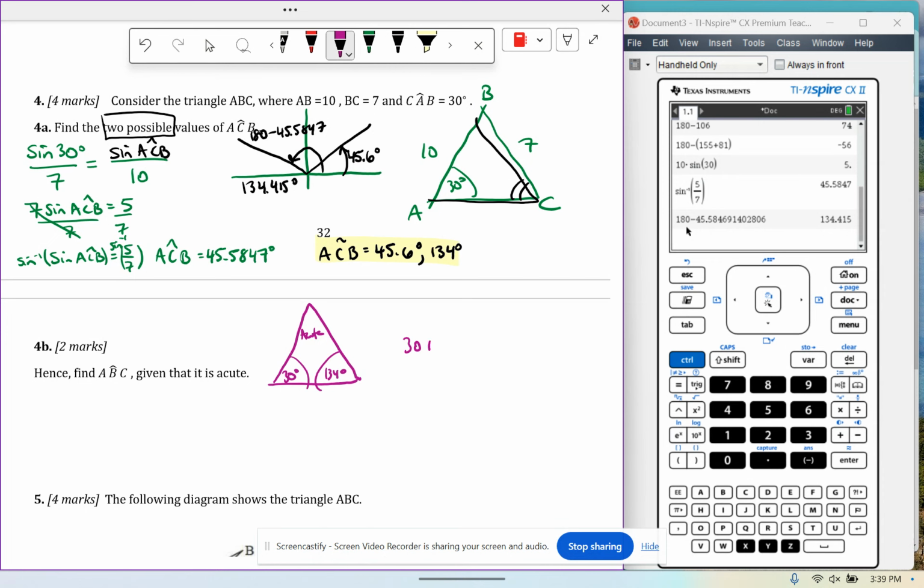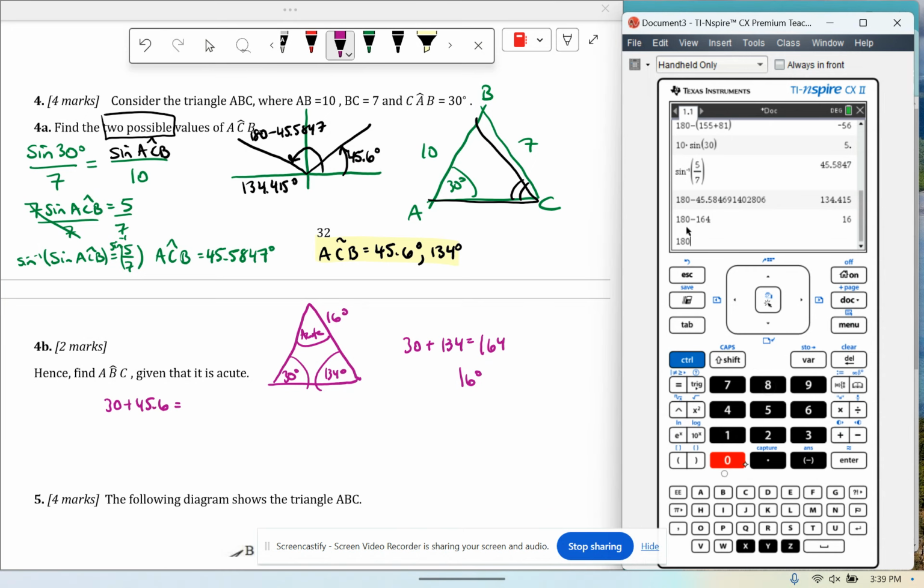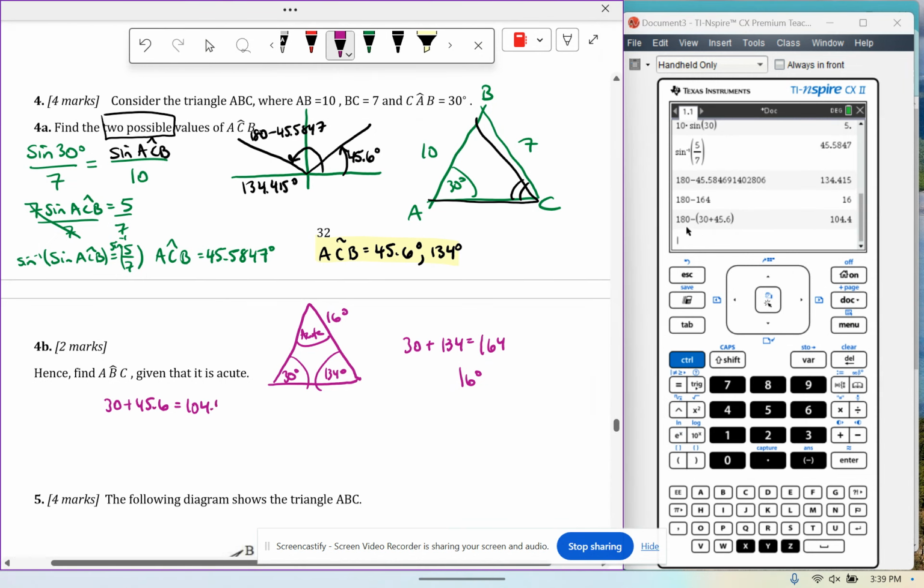If I did 30 plus 134, that'll give me 164. So 180 minus 164 is going to give me 16 degrees left over for an acute angle. If I did the other one where I was like 30 plus 45.6, that's going to leave me with an obtuse angle. And that ain't going to work. That's not what they want. So I got to give the people what they want. That would be obtuse. Can't use that. Therefore, ABC is acute, and it is 16 degrees.